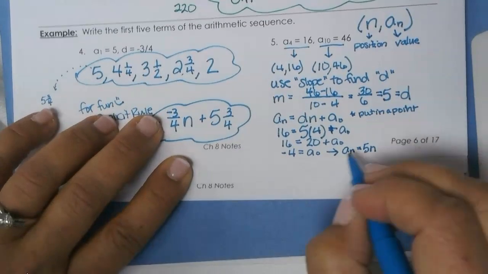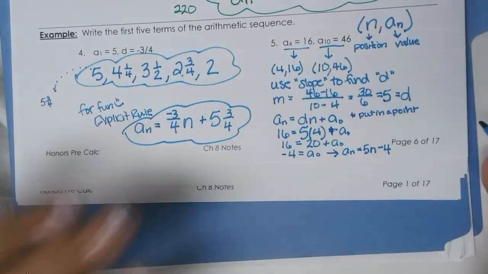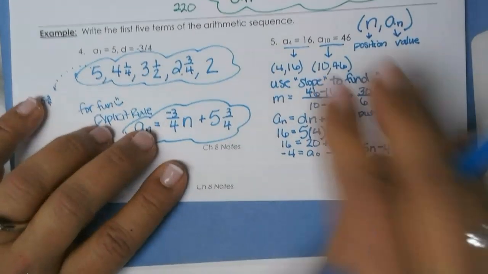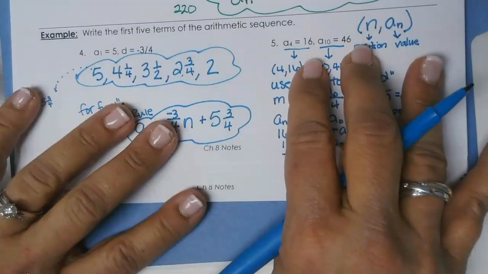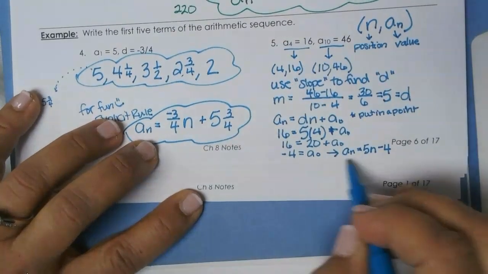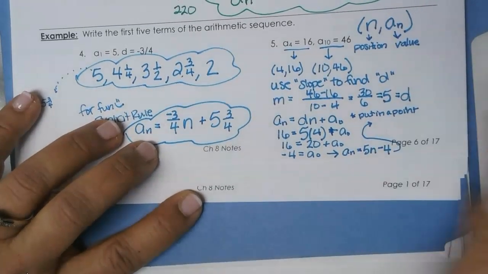5n minus 4. And then from there, and I do want you guys to know how to write the explicit rules between 2 points, regardless of if it's asking us for the first 5 terms or not. So I thought I'd get a head start on this. And now that we know that, we can write what the first 5 terms are.